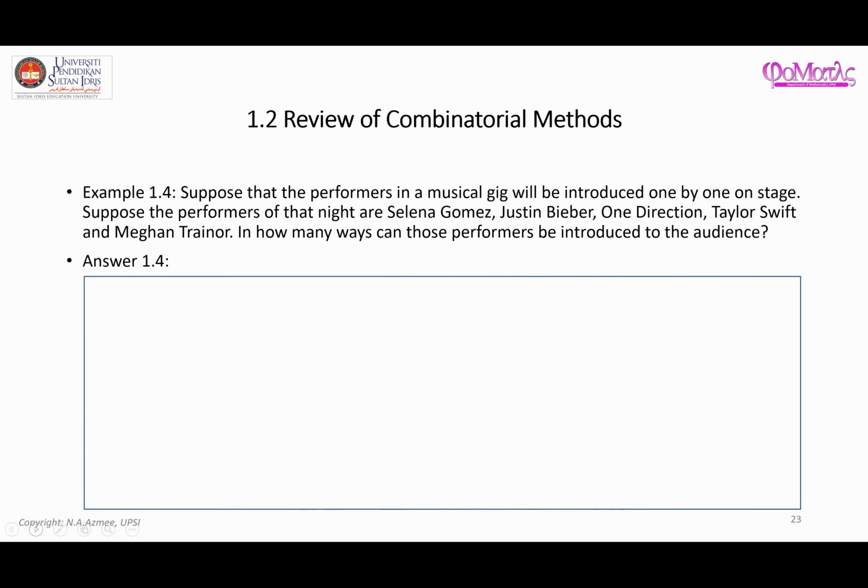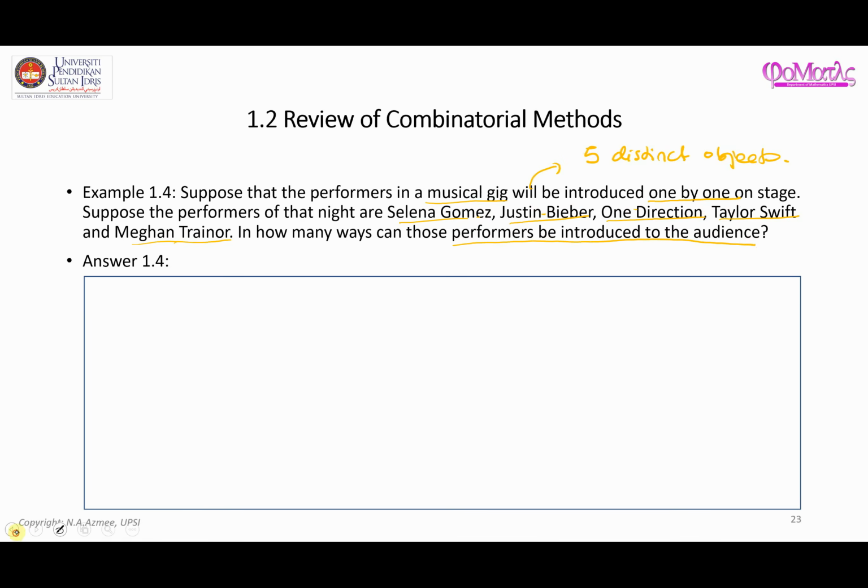Okay, let's look at the next example. Suppose that the performers in a musical gig will be introduced one by one on stage, and the performers that night are Selena Gomez, Justin Bieber, One Direction, Taylor Swift, and Meghan Trainor. So we have 5 different performers, and they are all different from each other. So there are 5 distinct objects, or 5 different people, 5 different artists. So in how many ways can these performers be introduced to the audience?